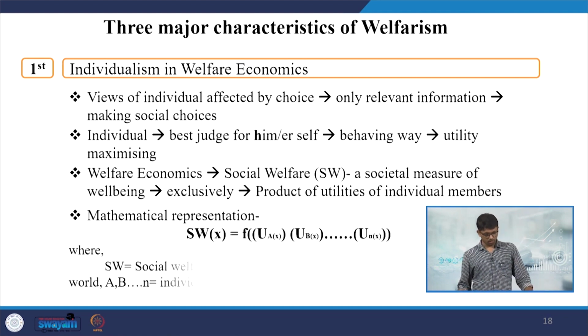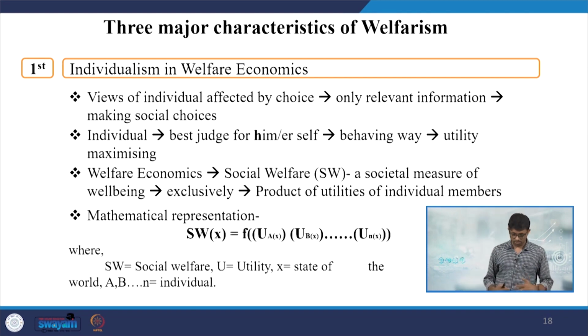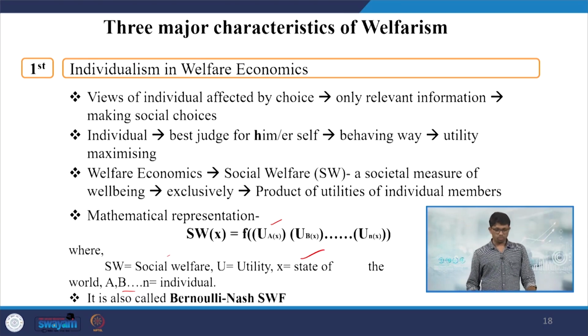The mathematical representation of this individualism perspective of welfarism is basically a function of all individual utilities. So, it is written as SW, that is social welfare. This is the utility, and X, utility of A, B until N. Here A, B, N are different individuals, and X is the state of the world. Okay. Given the state of the world, we can discuss social welfare, and this is also called the Bernoulli-Nash social welfare function.